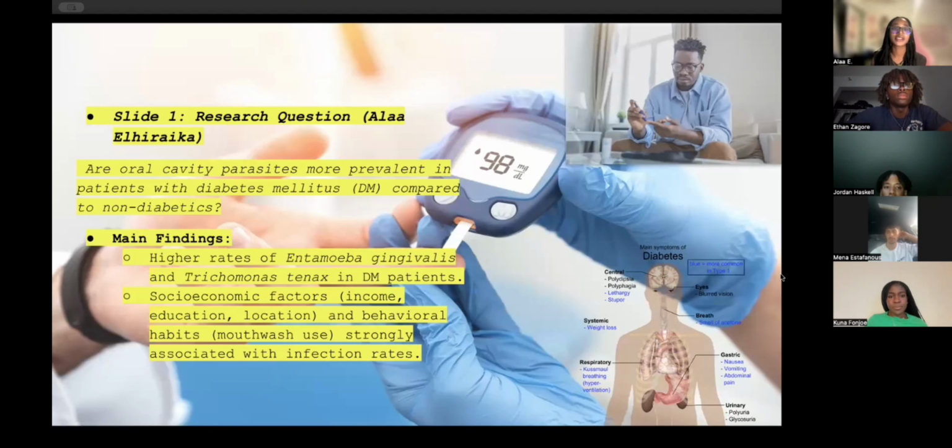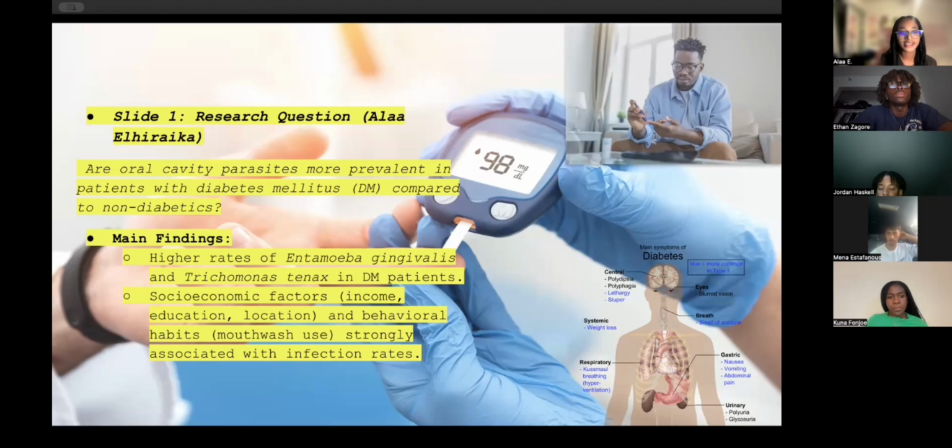So our first slide was covering our abstract. I went ahead and did that section. And our main question was, are oral cavity parasites more prevalent in patients with diabetes mellitus compared to non-diabetics? That was the main question proposed in this article.